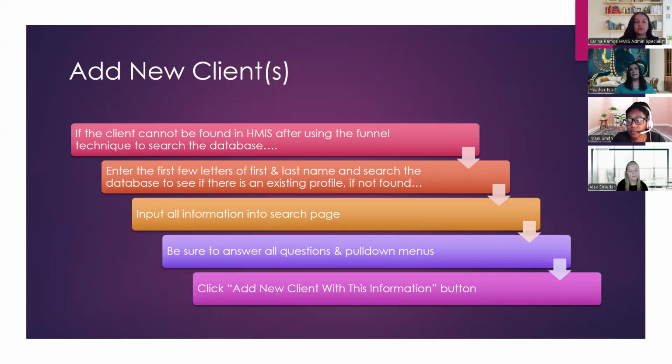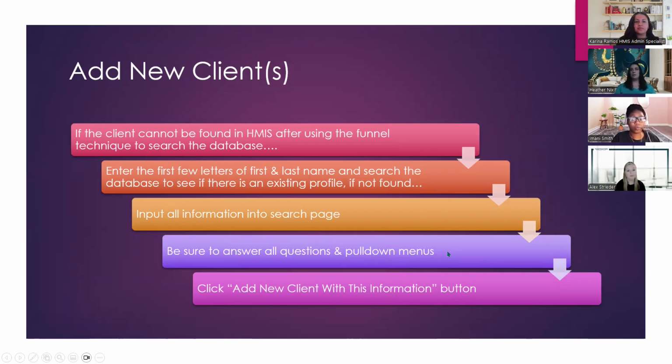If the client can't be found in HMIS, then we use that funnel technique that we're all taught for entry, exit, and entering folks into HMIS. First, we search so that we do not create any duplicates and see if there's an existing profile. And if an existing profile is found, we are going to be sure that we add every household member into that household, right?